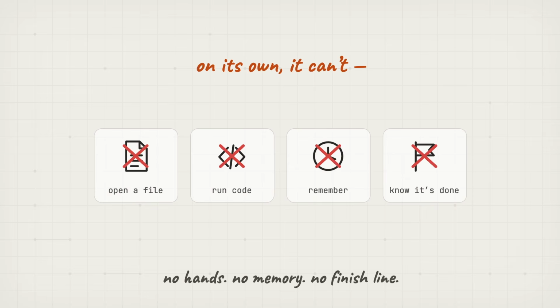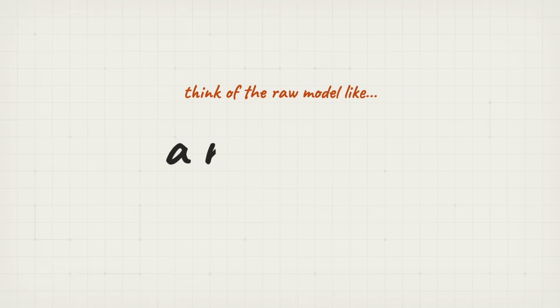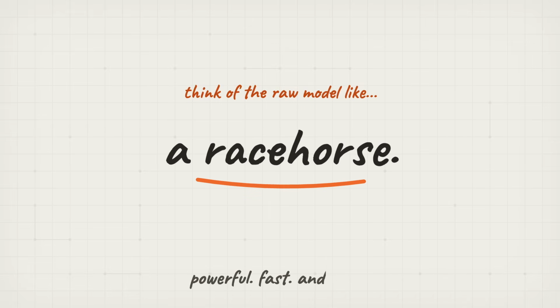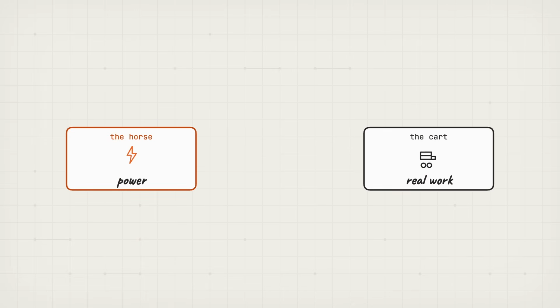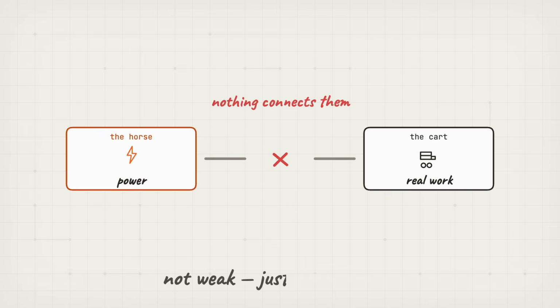Let me give you an example so this becomes really clear in your head. You can think of this raw model like a racehorse. A racehorse is very powerful and very fast, we all know that. But suppose you just leave that horse alone in an open field. What is it going to do? It will just run here and there and get nothing useful done. It cannot pull your cart, and not because the horse is weak, but because there is nothing connecting the horse to the cart. And this is exactly the situation with the raw AI model. All that power is sitting right there, but there is no way to actually put it to work.